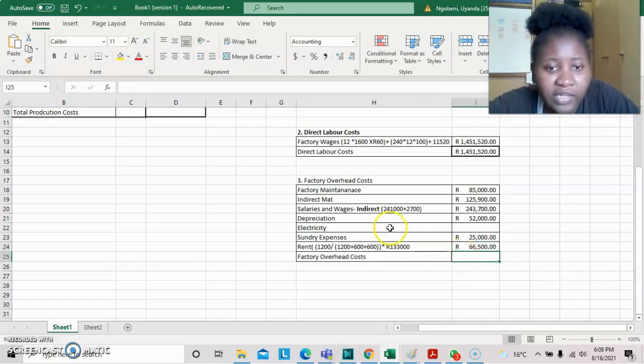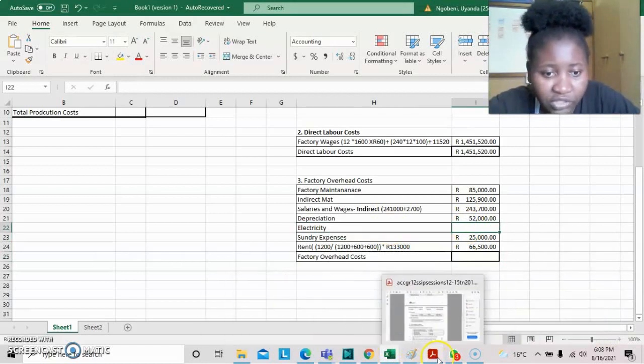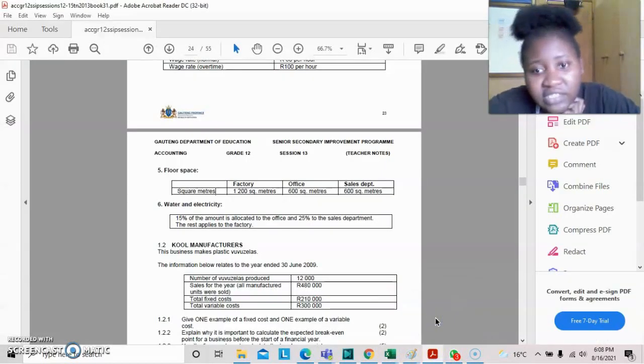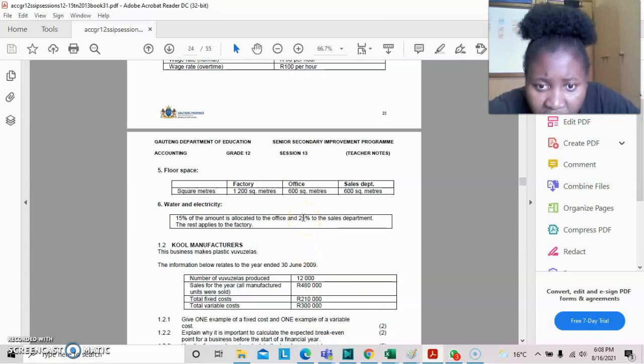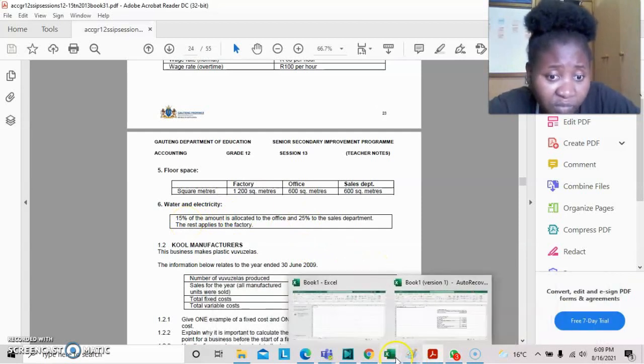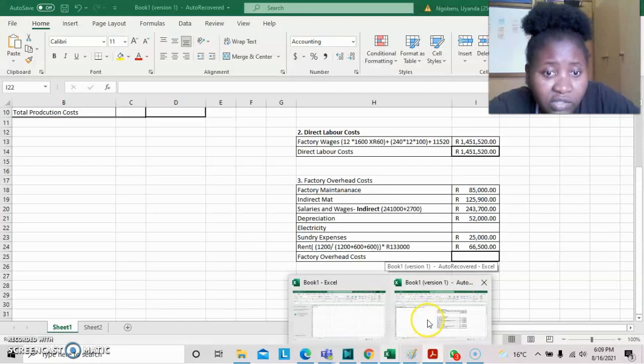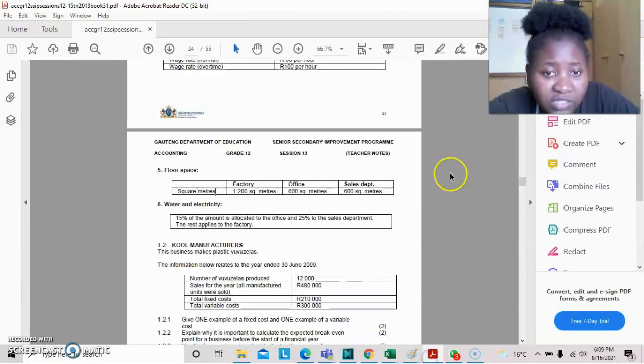And then electricity. Let's find out how they've apportioned electricity. They're saying 15% of the amount is allocated to the office, 25% to the sales department. The rest applies to the factory. So if you say 15 plus 25, you get 40%. So 40% is for the rest, and then 60% goes towards the factory.